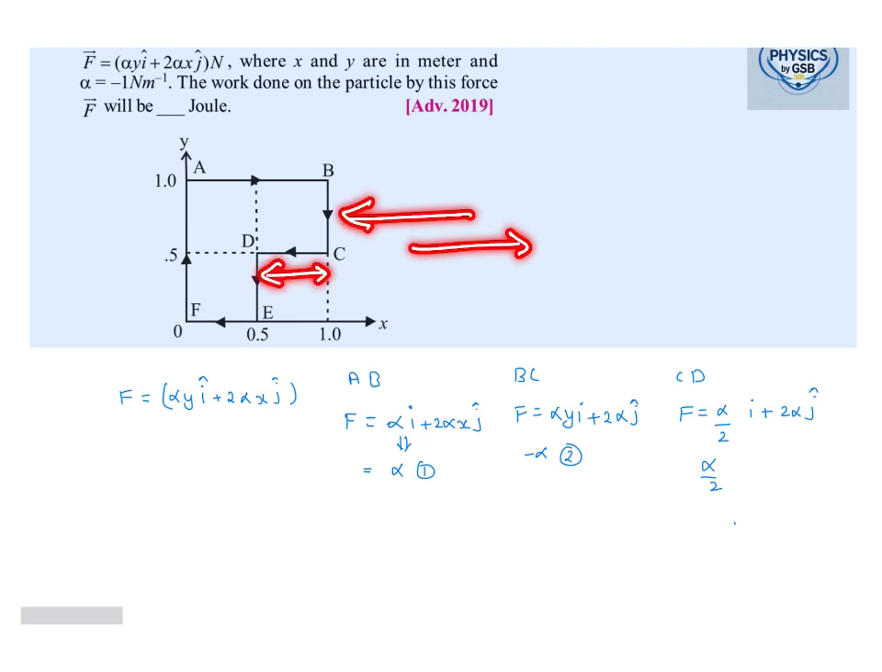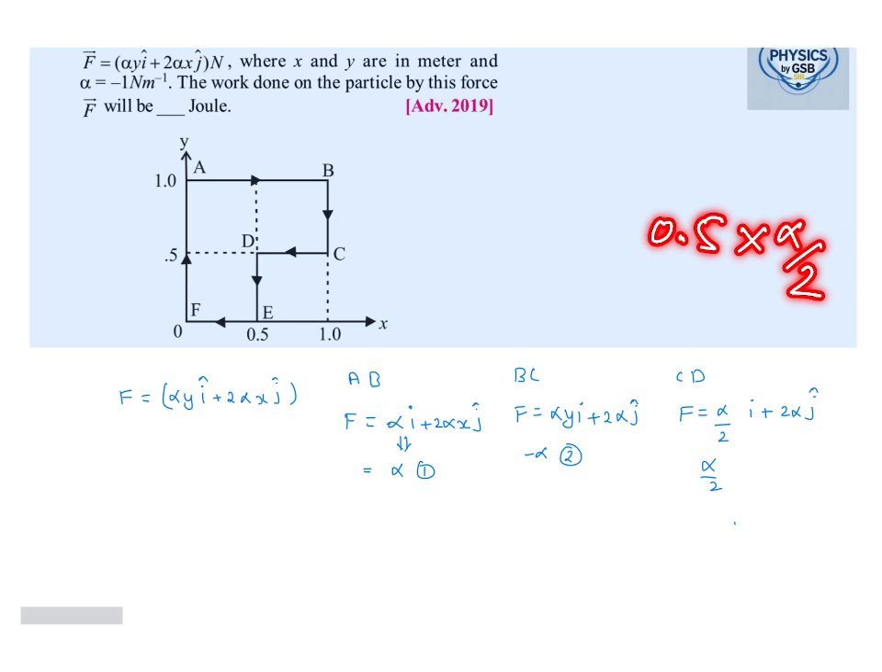And what is displacement? Of course, displacement is 1 minus 0.5, that is 0.5 displacement is there, and force is alpha by 2, but angle between them is 180 degrees. So once again, it should be negative. Force is alpha by 2 and displacement is 1 by 2. So now it should be equal to minus alpha by 4. This is work done when we move from C to D.